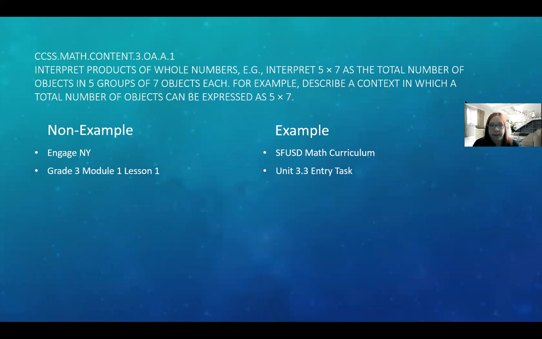3.OA.A.1. This is the standard where students are really introduced to the idea and the concept of multiplication. So the standard is: interpret products of whole numbers. Interpret 5 times 7 as the total number of objects in 5 groups of 7 each. So you have to describe a context in which the objects can be expressed as 5 times 7.